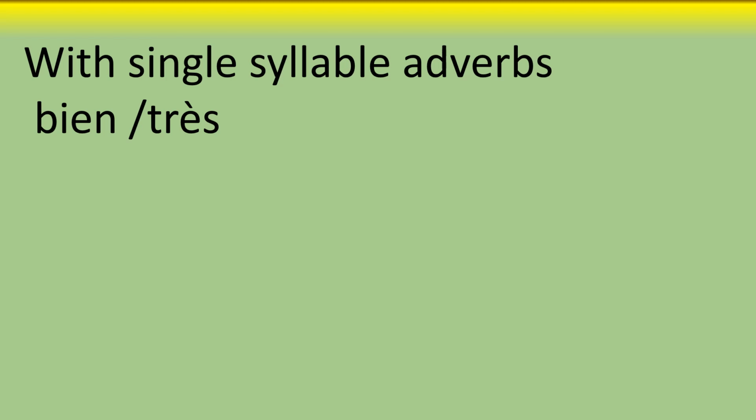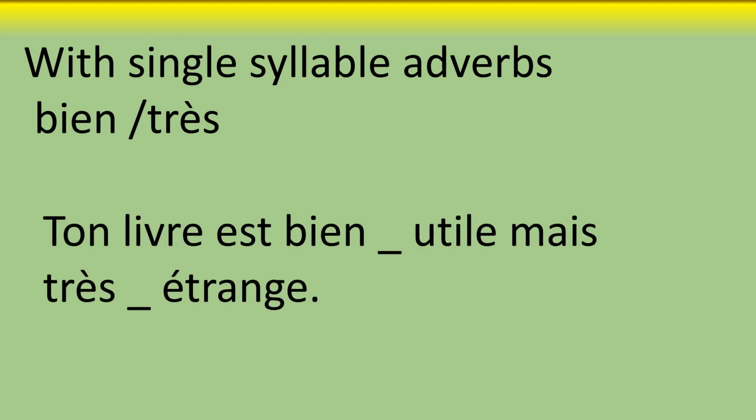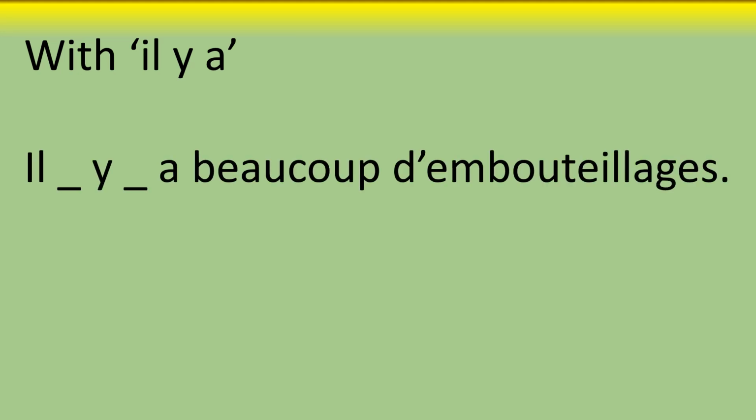We are also going to make liaisons with single syllable adverbs such as bien or très. Example, ton livre est bien_utile, mais très_étrange. Your book is very useful, but very weird. I'm sure by now you know that we say il y_a and not il y a. So we have il y_a beaucoup d'embouteillages. There's a lot of traffic.